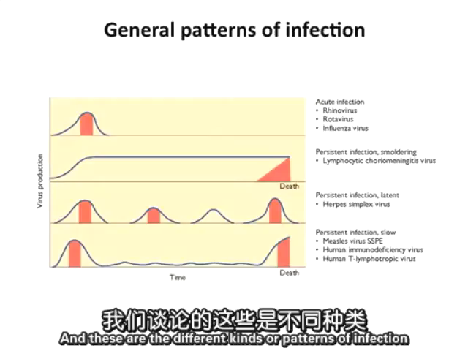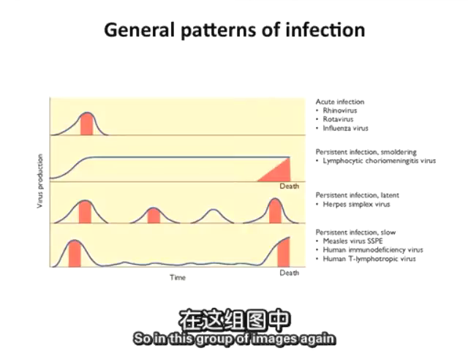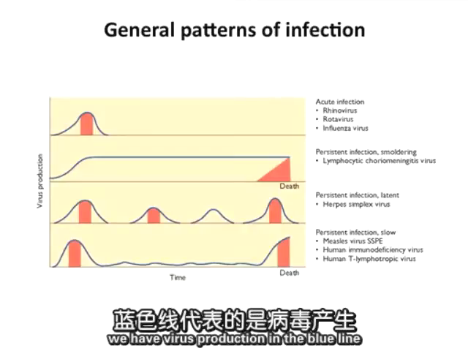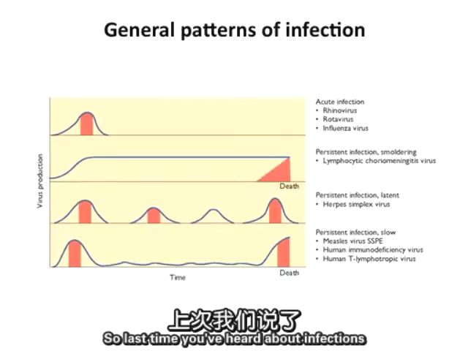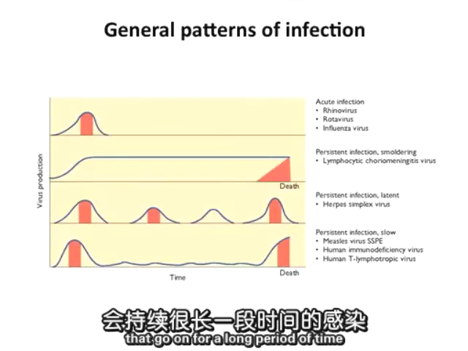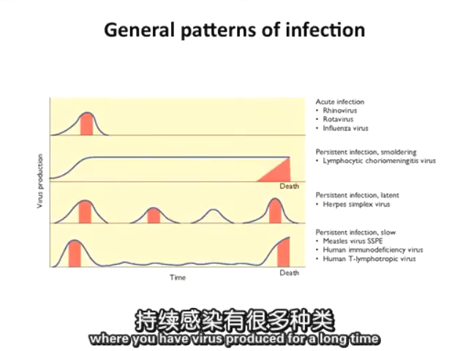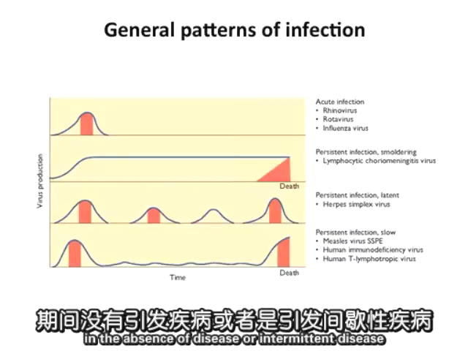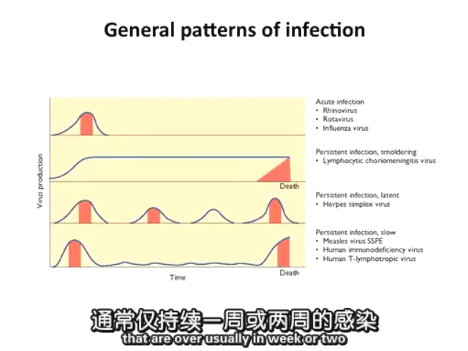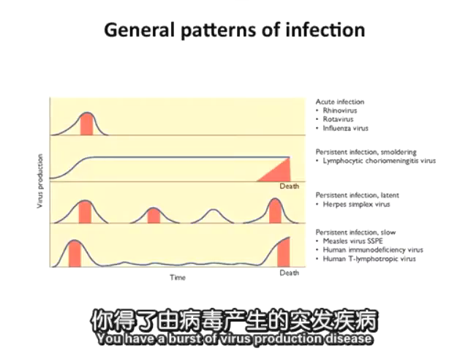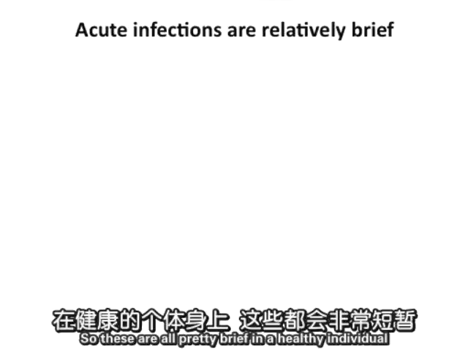These are the different kinds or patterns of infection that we talk about. Today we're going to look at acute infection. In this image, again, we have virus production in the blue line, and the disease is shown by the red area. Last time you heard about infections that go on for a long period of time. We call them persistent infections. There are all kinds of persistent infections where you have virus produced for a long time in the absence of disease, or intermittent disease. Today we're going to talk about things that are over usually in a week or two. You have a burst of virus production, disease, and then if you're lucky, everything is resolved and you recover. Acute infection. So these are all pretty brief.